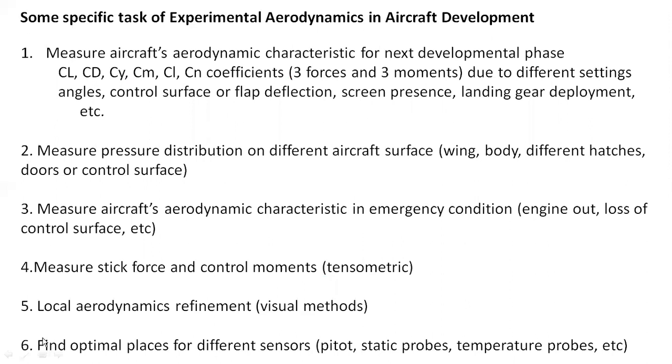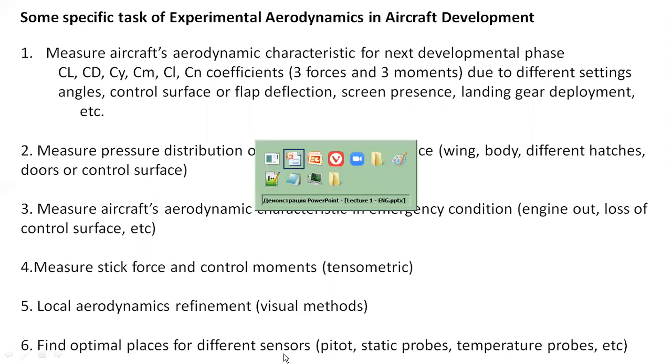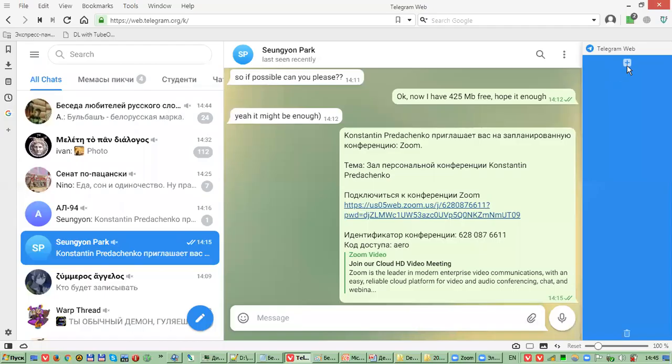Next one, the sixth task of experimental aerodynamics is to find the optimal place for different sensors like pitot, static probes, temperature probes, etc. Maybe I need to Google some pictures for better understanding of this position. Wait a minute.